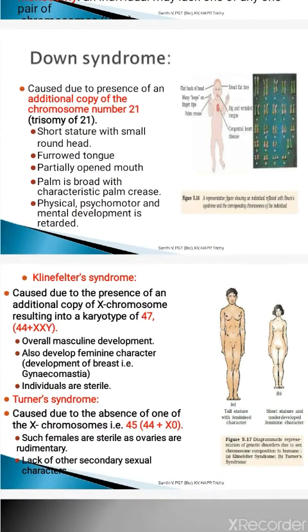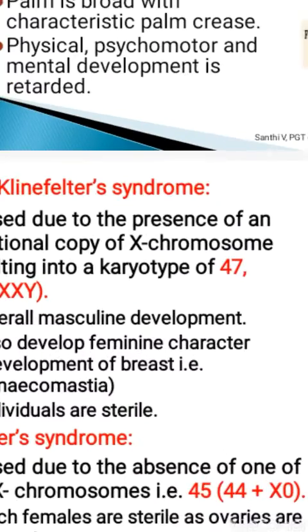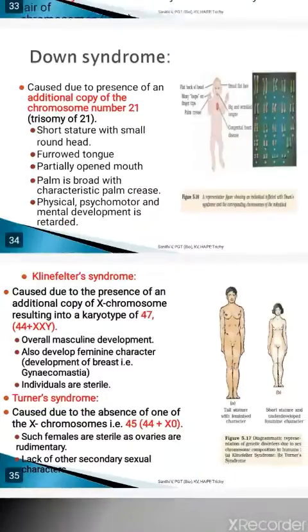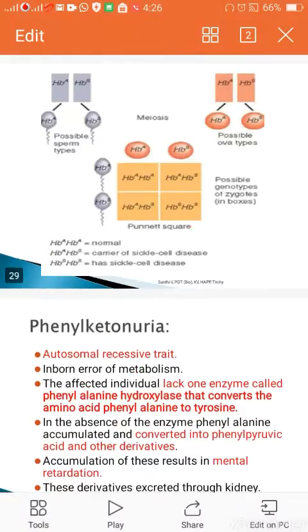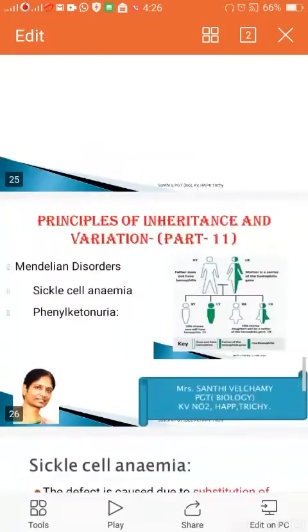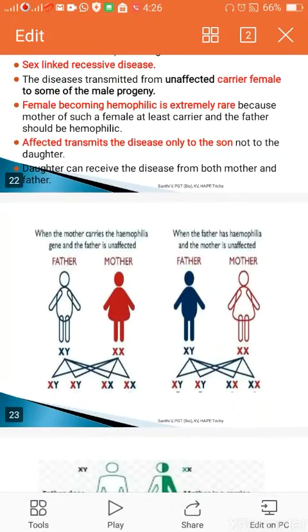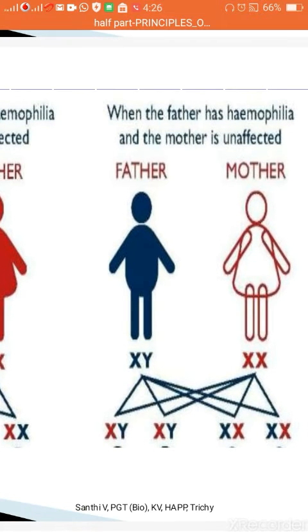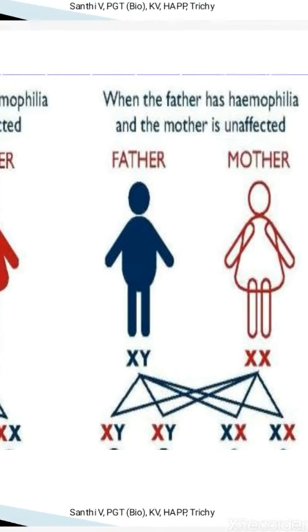Okay, children. You must be wondering how the number increases or decreases. The number can increase or decrease by means of meiosis, during which the number is reduced into half. Okay. So in the case of what normally happens.